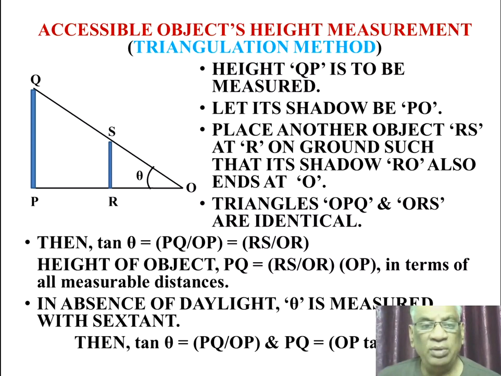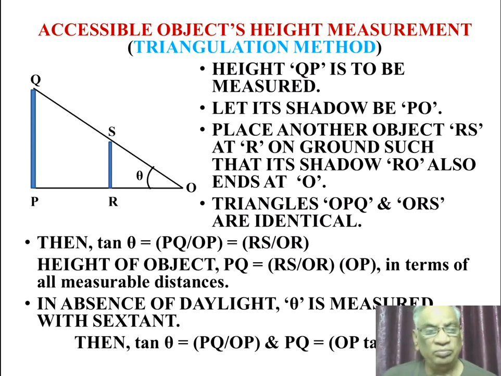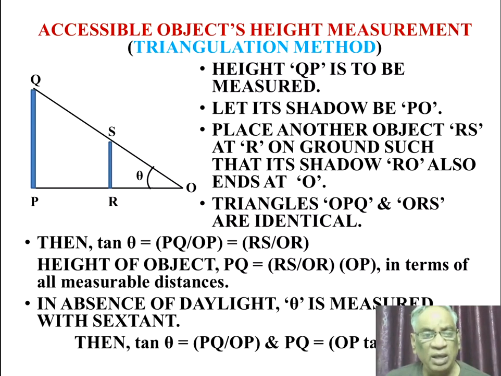So now you take a small pole whose height and length dimension are known, and move it from point O towards the building until the pole's shadow edge RS coincides with the point O. Then from triangle ORS, the angle of elevation theta can be determined. Theta is estimated, so tan theta is equal to RS by OR.